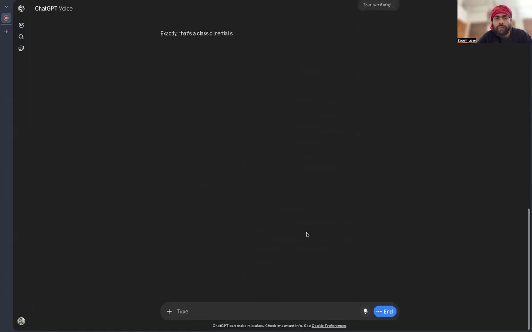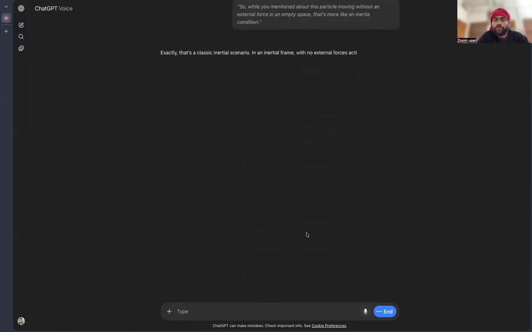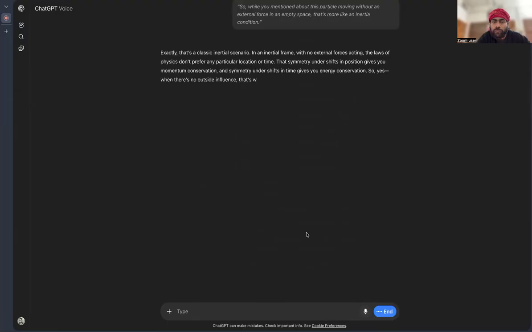Exactly. That's a classic inertial scenario. In an inertial frame with no external forces acting, the laws of physics don't prefer any particular location or time. That symmetry under shifts in position gives you momentum conservation, and symmetry under shifts in time gives you energy conservation. So, yes, when there's no outside influence, that's where Noether's theorem shines in showing how symmetry locks in these conservation laws.